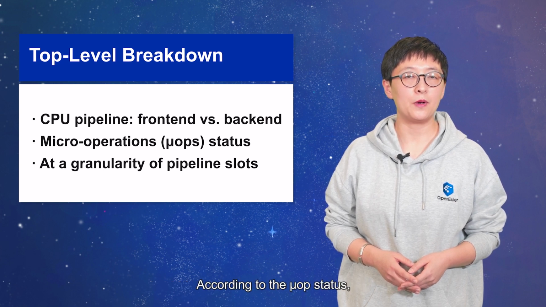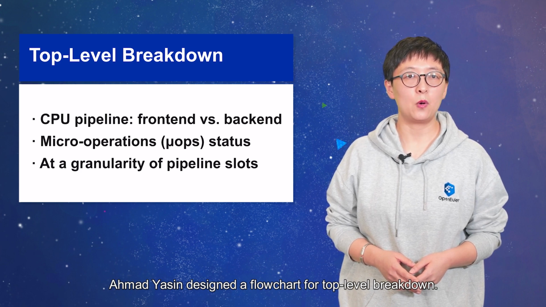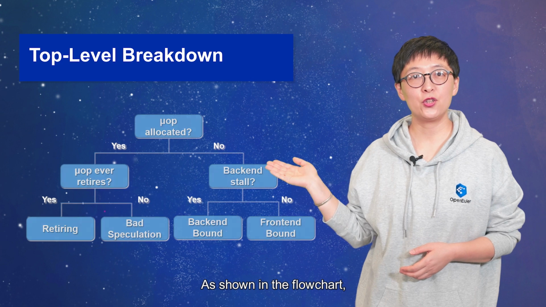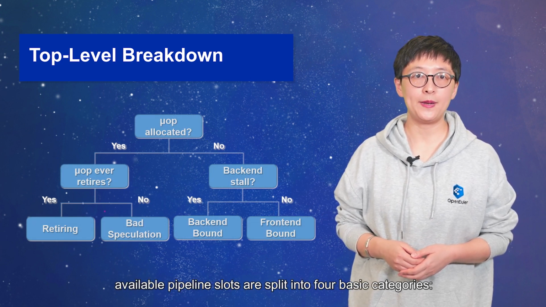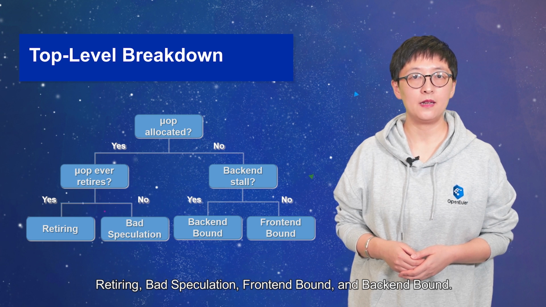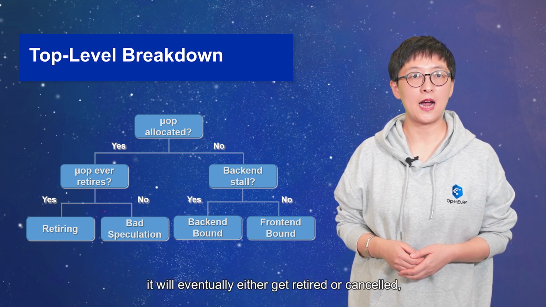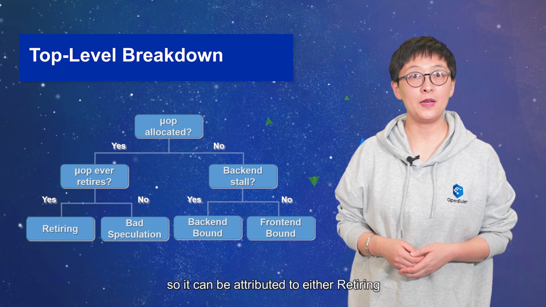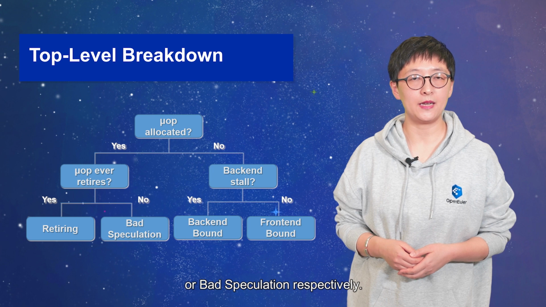According to the micro-operation status, Ahmad Yasin designed a flowchart for a top-level breakdown. As shown in the flowchart, available pipeline slots are split into four basic categories: retiring, bad speculation, front-end bound, and back-end bound. For example, if a micro-operation is issued in a given cycle, it will eventually either get retired or cancelled, so it can be attributed to either retiring or bad speculation respectively.